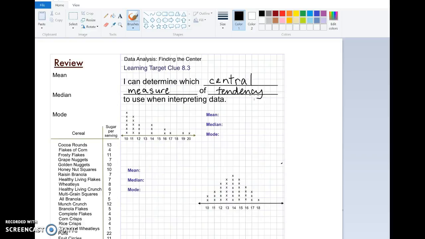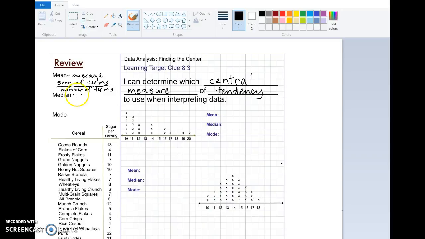So we have different ways that we measure that, how we determine that central measure of tendency, and those three things are things that you've learned before. They're called mean, median, and mode. Okay, so let's do a quick review of mean. Mean just means the average. So that means we take the sum of all the terms and divide by the number of terms, right? So we take the sum of the terms and then we divide it by how many terms we have, all right?